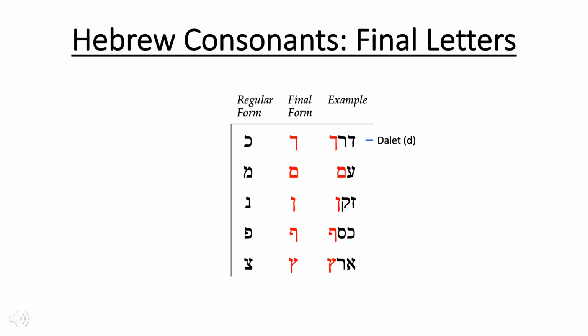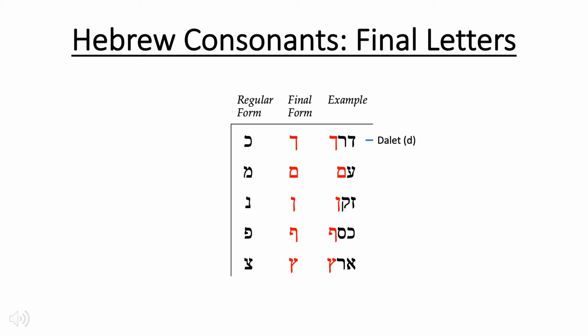Just to be difficult, 5 of the letters in the Hebrew alphabet have a different form if they appear at the end of a word. You'll notice here the 5, Kaf, Mem, Nun, Pe, and Tzadeh, all have a form that exists in the middle of the word, which is the form that you see under regular form, and a final form that occurs at the end of the word. Sometimes then we refer to these as final Kaf, final Mem, final Nun, final Pe, and final Tzadeh.